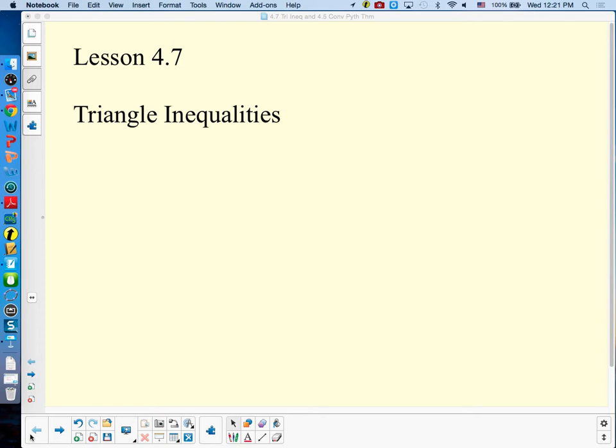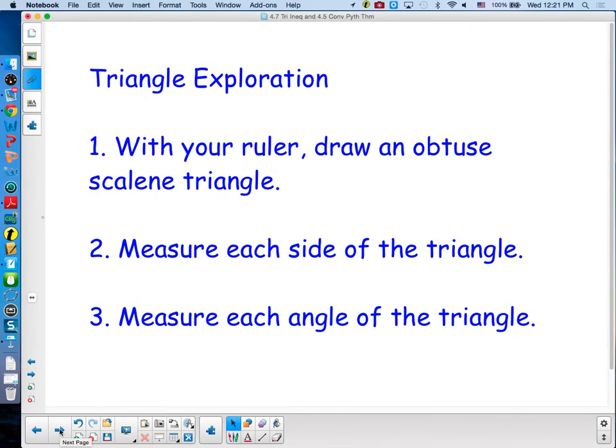So we're going to be looking at some things in triangles that are not the same. There's a less than or a greater than type of relationship. We're going to explore first of all. With your ruler, draw an obtuse scalene triangle. Make it fairly good size. You need the sides to be straight, so yes, you should use a pencil with your ruler.